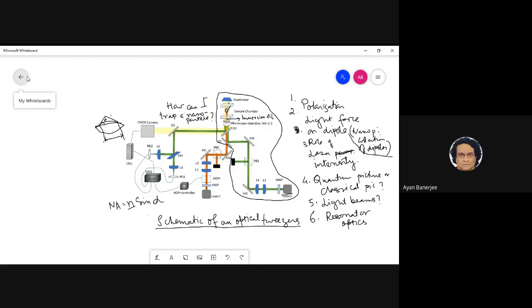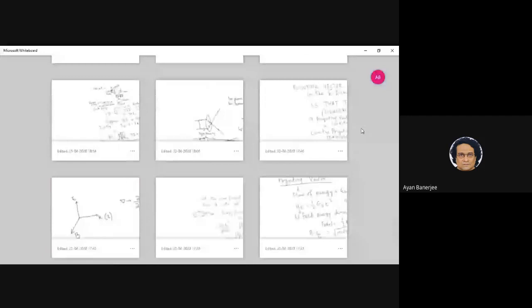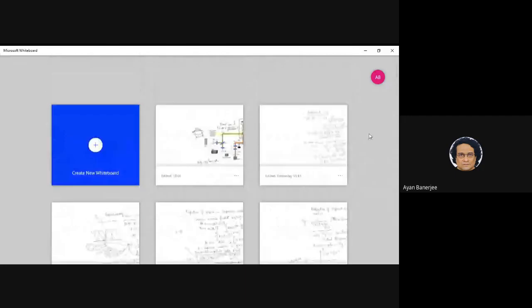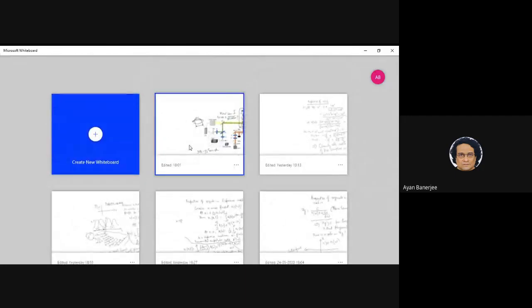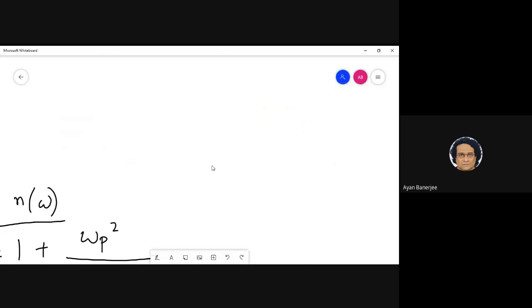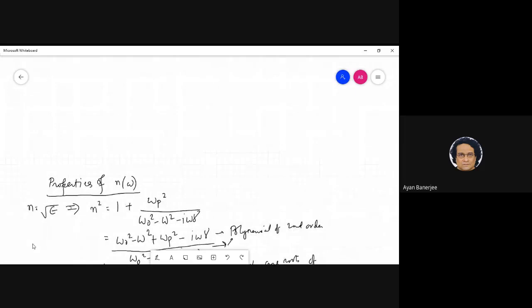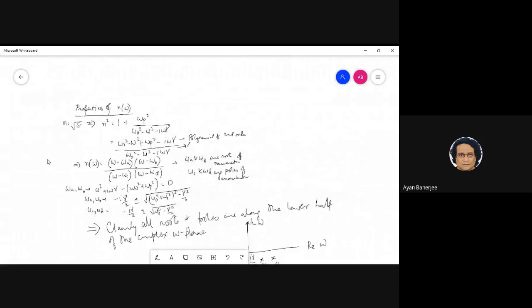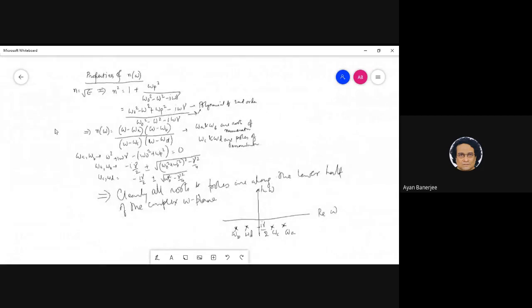Okay, so now let us go to where we stopped the last class. Lastly, I think we had stopped right at this slide, where we talk about the roots and poles, or whatever you call them, of my complex refractive index.